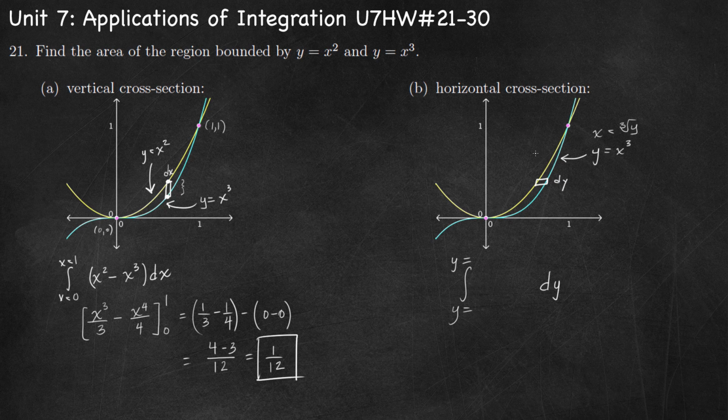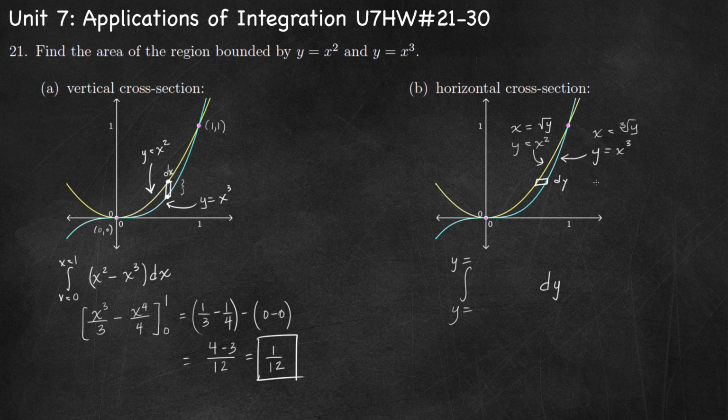And then my equation on the left is y equals x squared. But again, I can't put x squared into a dy problem. I need to solve this equation for x. So if y equals x squared, then x equals plus or minus the square root of y. But I'm working with the right half of the parabola. That's positive square root y. If I were working with the left half of the parabola, it would be negative square root y.